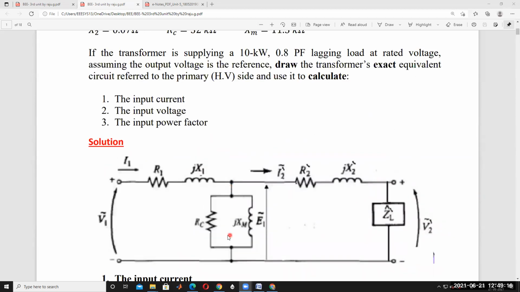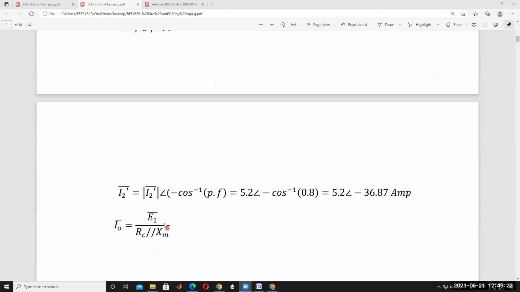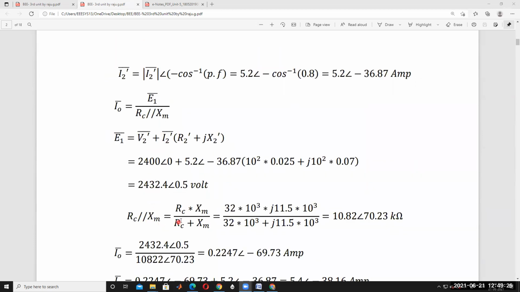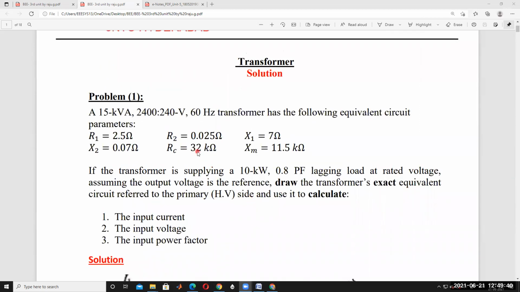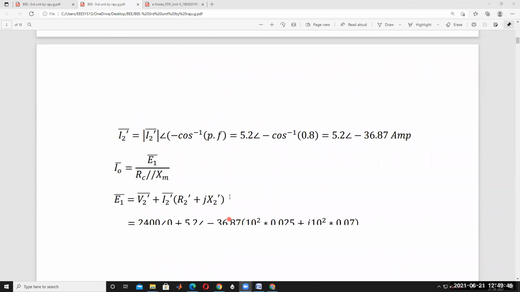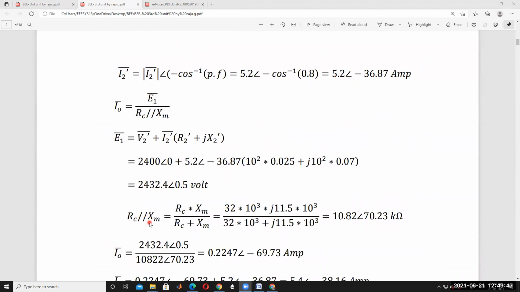The no-load current I0 is equal to E1 divided by RC plus jXM. Substituting here, we get RC in parallel with jXM, that is RC into jXM divided by RC plus jXM. Substitute the values: RC is equal to 32 into 10 cube, that is 32 kilo ohms, and we get the resultant of RC parallel with XM.